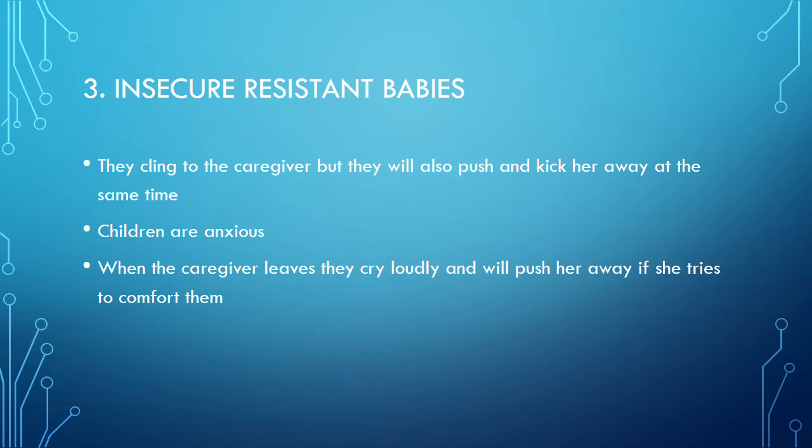3. Insecure resistant babies. They cling to the caregiver, but they will also push and kick her away at the same time. These children are anxious, and when the caregiver leaves, they cry loudly and will push her away if she tries to comfort them.